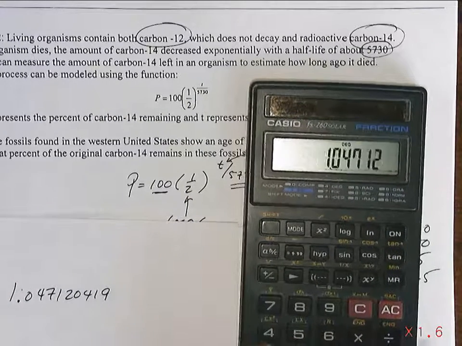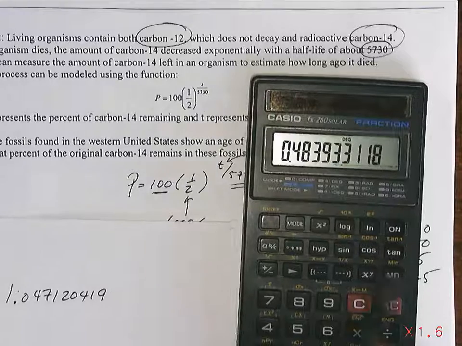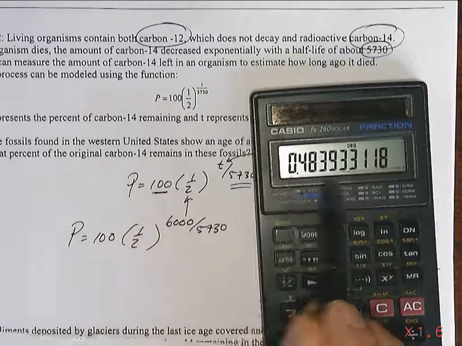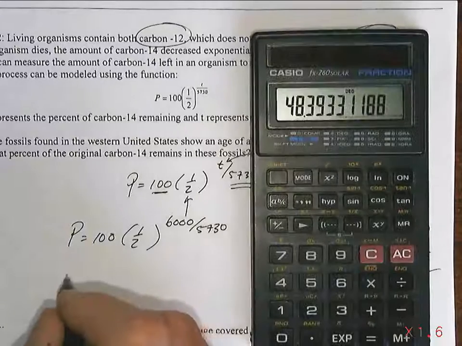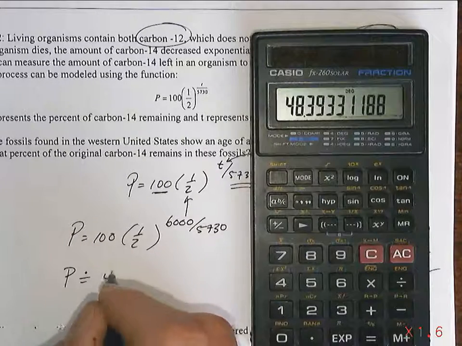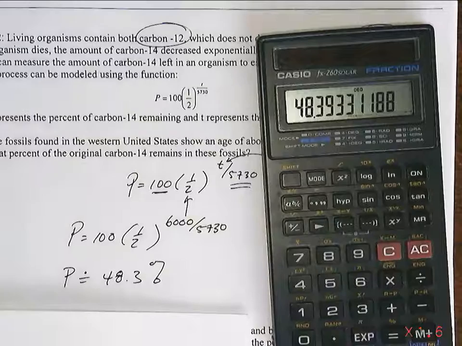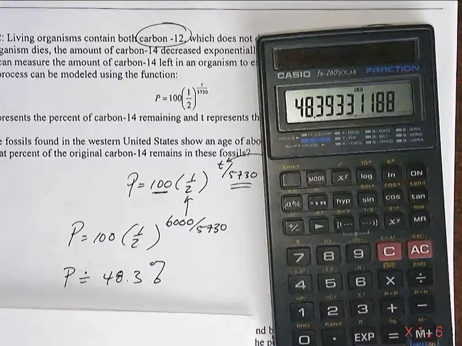If you have a more complicated calculator, you might be able to do it easier. But I get an answer for this of being 0.48 and so on, times 100. And I'm getting 48% approximately. 48.3% approximately, which is what I thought that we'd come up with given how much time had passed and what the half-life was. I'll pause the video here and I'll be right back.